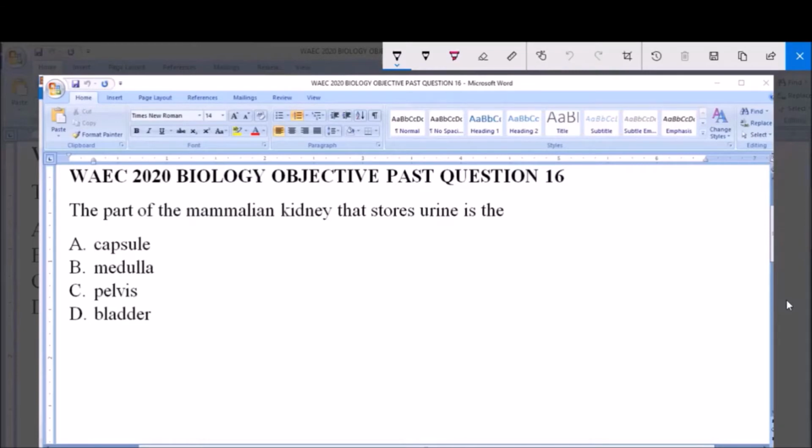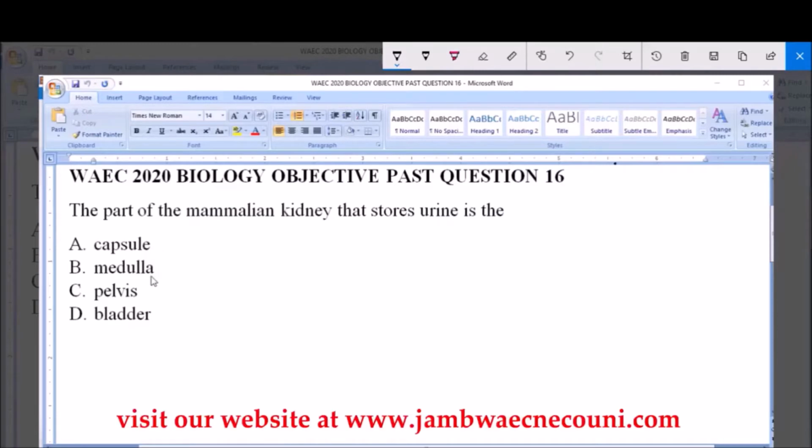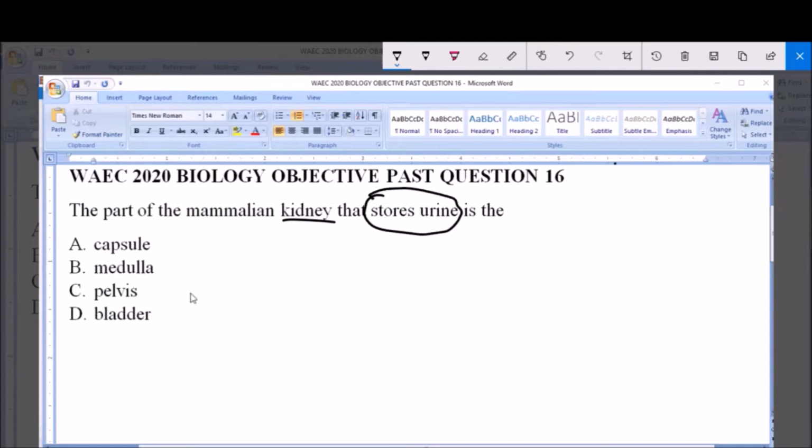The part of the mammalian kidney that stores urine is the A. Capsule, B. Medulla, C. Pelvis, D. Bladder. So, looking at these various structures given by the options, 3 of them are components of the kidney and 1 of them isn't. And we're asked for the part that stores urine.